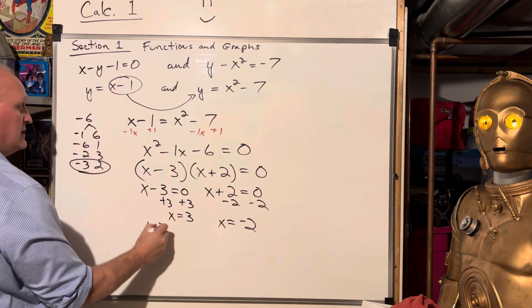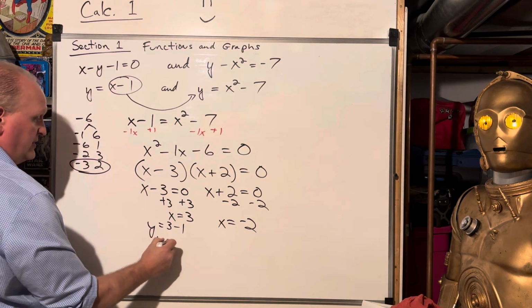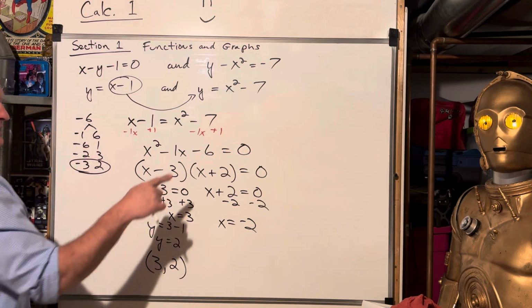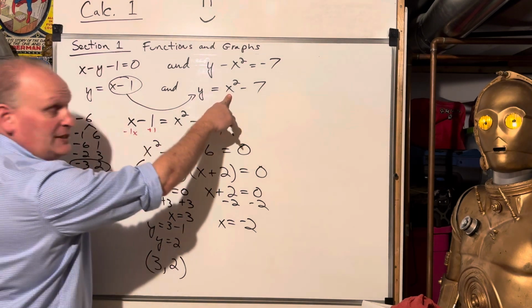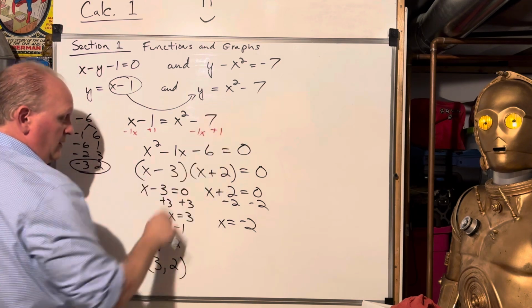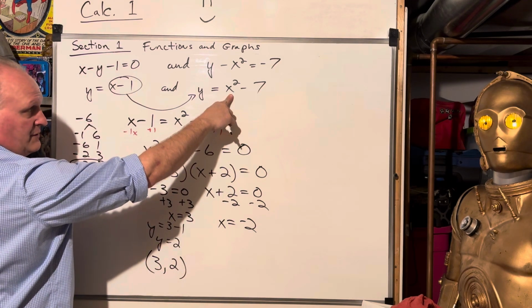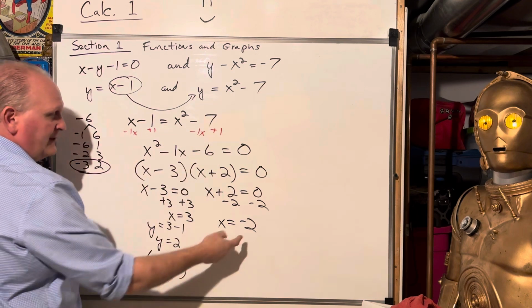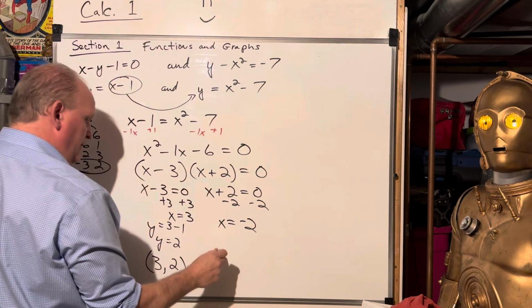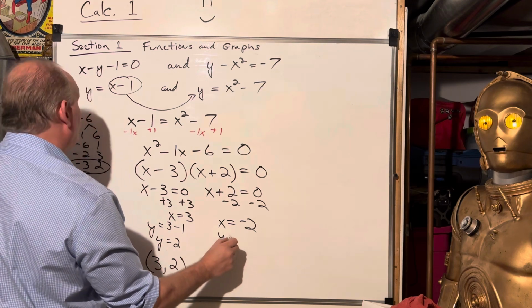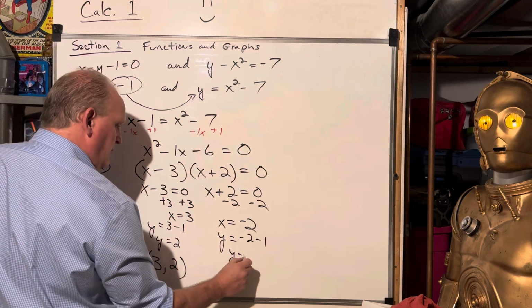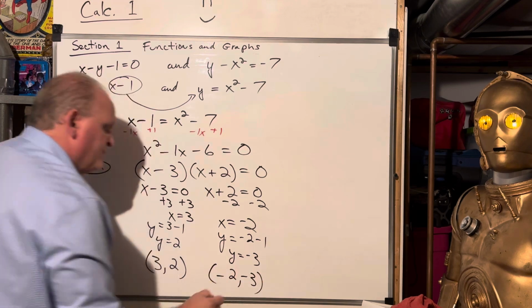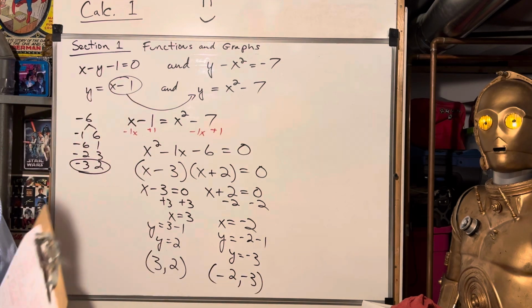So y is equal to 3 minus 1. That's the easier one to do. 2. 3 comma 2. For you doubting Thomases, or doubting Tamikas, you would end up with the same thing. 3 squared is 9. 9 minus 7 is 2. So it wasn't vastly more difficult, but this one is definitely easier to sub in. So for this, we end up with -2 minus 1, and y is -3. So -2, -3 is the point of intersection for that one.